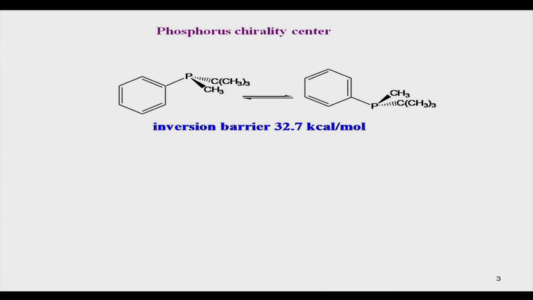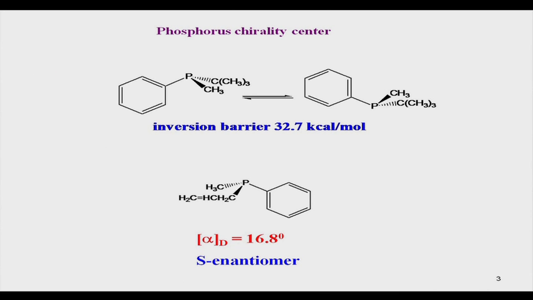In case of phosphorus, as I said, the inversion barrier, earlier it was 6 kilocalorie per mole, now the inversion barrier is 32.7 kilocalorie per mole. Okay. And these compounds you can easily separate, because room temperature does not give you that much energy to invert. The phosphorus inversion is not possible at room temperature.